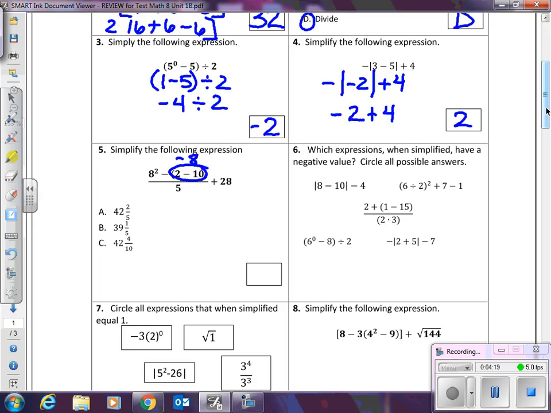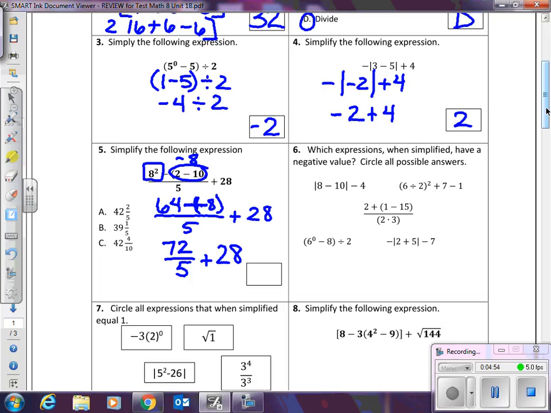The 2 minus 10 is going to turn into negative 8. Now we want to take care of the exponents up there on the top, so we're going to try and condense the top down to one number. This 8 squared is going to turn into 64. So the top now reads 64 minus negative 8 over top of 5, and then plus 28 is tacked on there. Now, looking at the top of the problem, you do have double signs here, so these two minuses turn into a big old plus sign. And so you really have 64 plus 8, and 64 plus 8 is 72 over 5, and then we're going to add the whole number 28 to it.